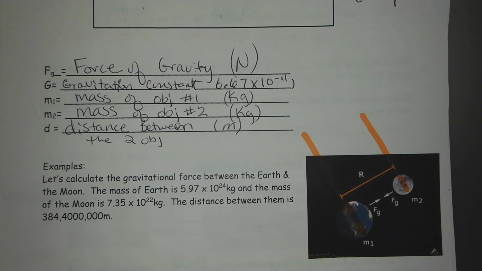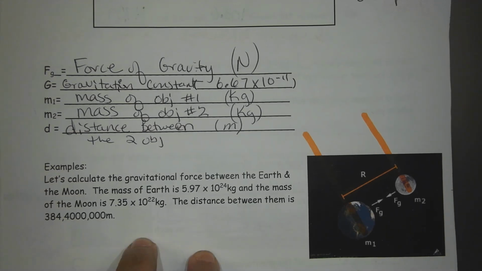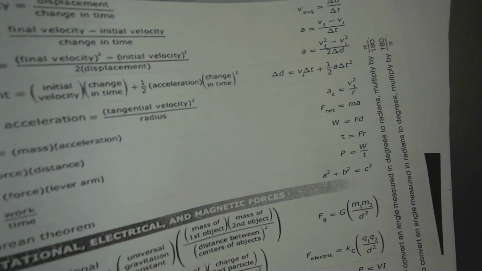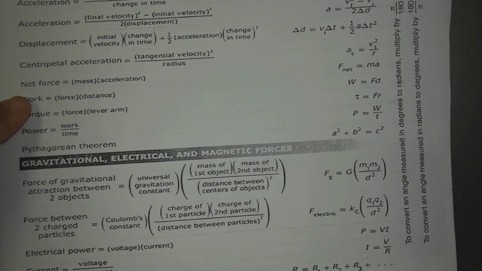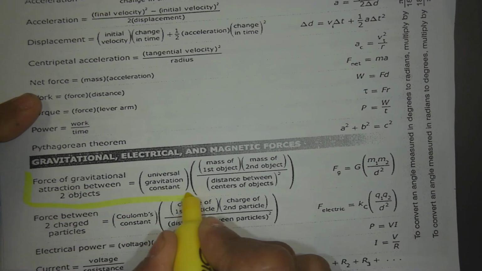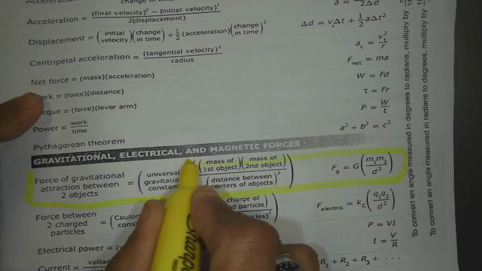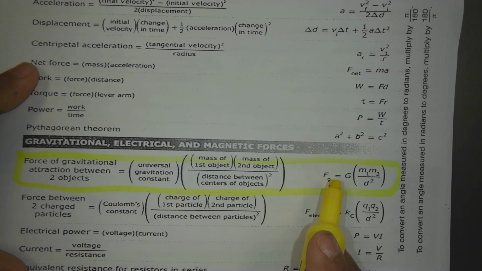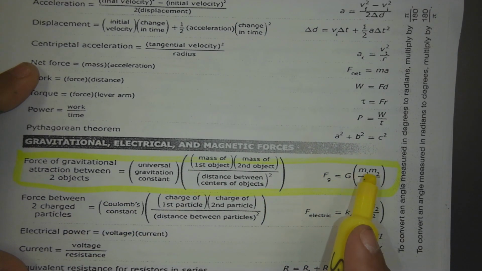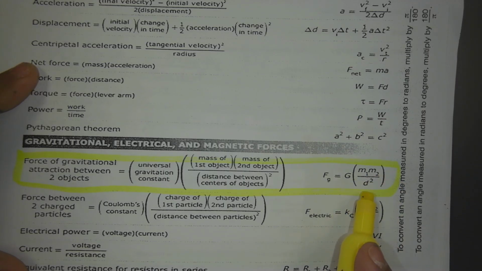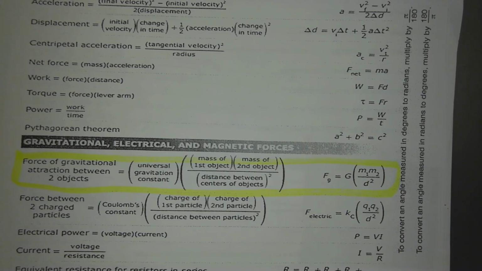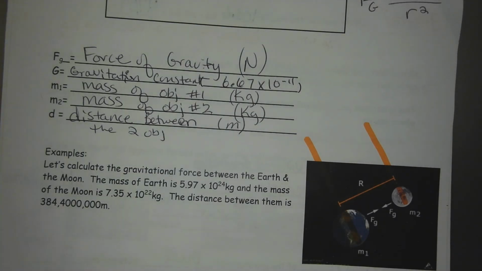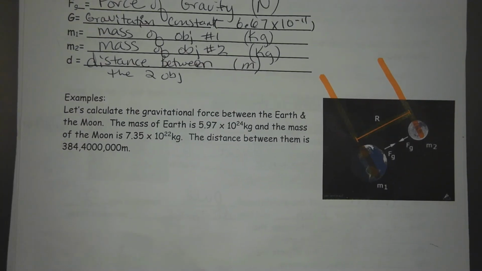Alrighty? One more thing before we do the practice problem. Here in the formula chart, I don't want anyone to freak out because sometimes it gets overwhelming taking your quiz and test. But here is the actual equation. Force equals big G times M1 times M2 divided by the distance squared, or R squared, whatever you want to call it. So moving that out of the way, let's do a practice problem.